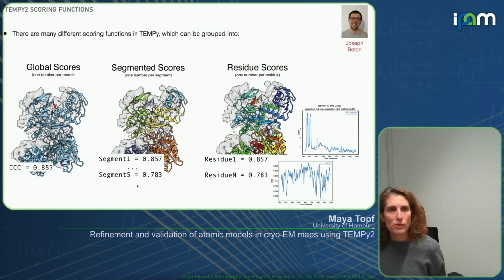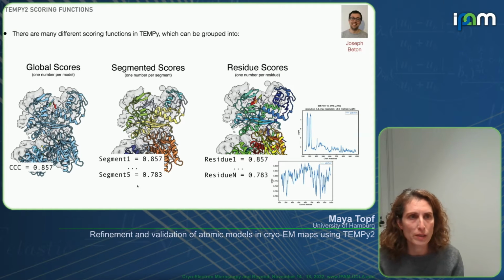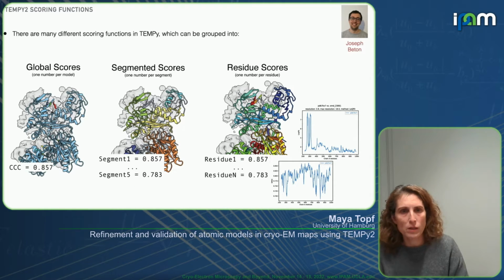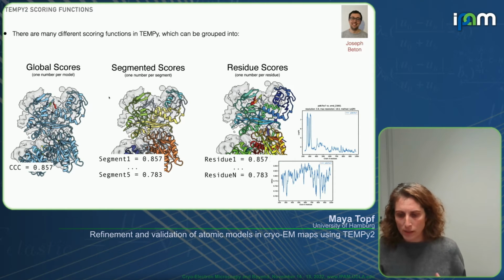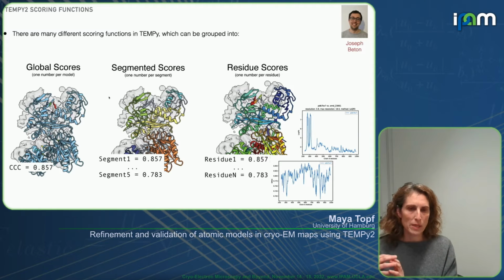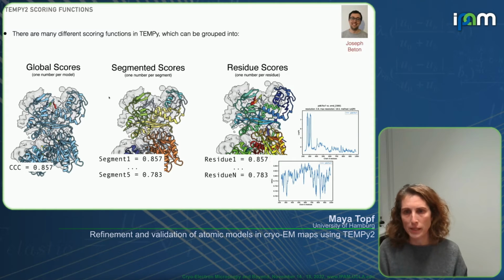Okay, so just to summarize what we have in TEMPy in terms of scoring functions, we have global scores, and I mentioned some. And we have what we call segmented scores, like the segment-based cross correlation coefficients, so if we want to segment based on a helix or based on a domain and so on. And we have a residue-based score.